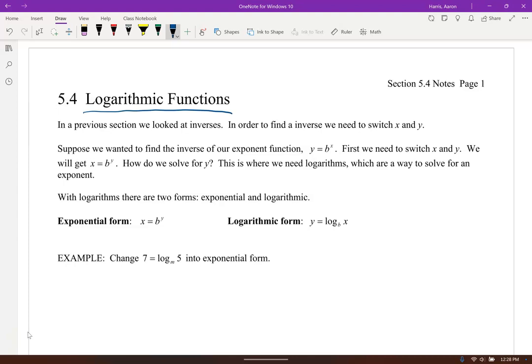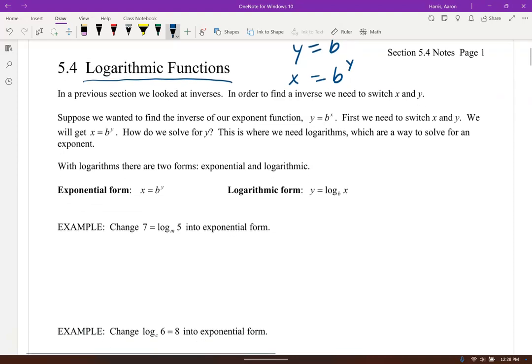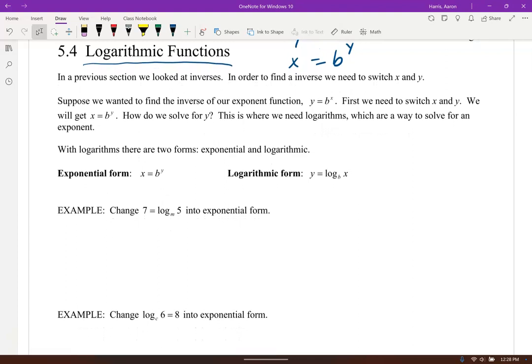So last section we looked at exponential functions, and in this section, exponentials like y equals b to the x, right? If we were finding an inverse, the x and the y would be switched, so x equals b to the y. So you have two forms of the exponential. One is the exponential form, b to the y equals x. I like to do it this way, b to the y equals x.